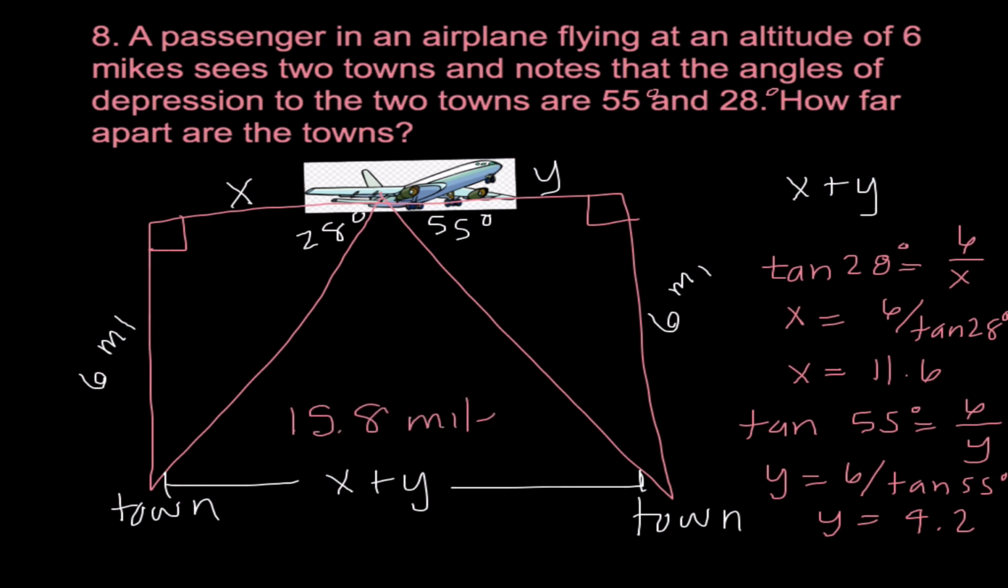So when I add those two values together, I get 15.8 miles. Now, as I was saying, this is not the only way we could have thought about it.